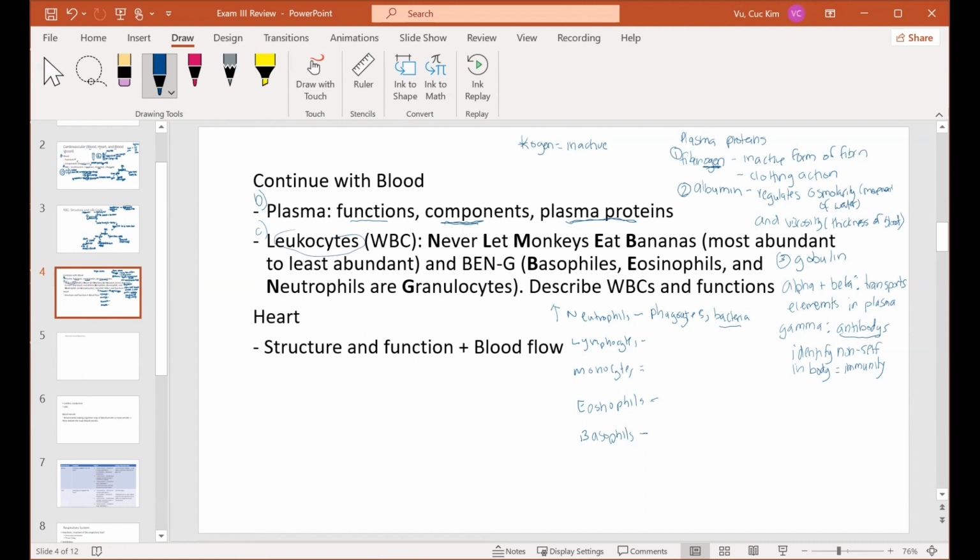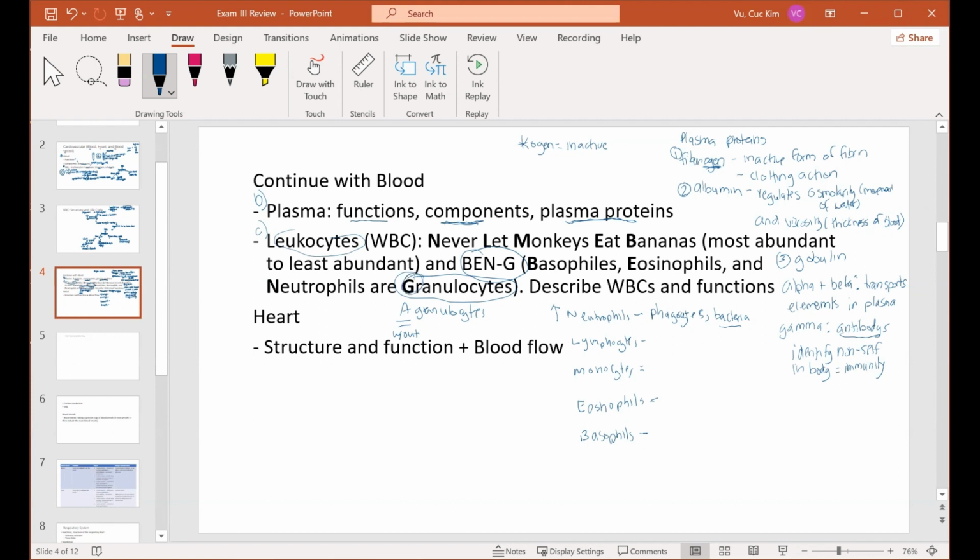Okay, another mnemonic to use is Benji, because the white blood cells are broken down into the types. We have granulocytes and we have agranulocytes. Anytime you see the letter A in front of something, it usually means without. So granulocytes are the white blood cells that have granules inside of them, where the agranulocytes are white blood cells that don't have the granules inside of them. And a good way to remember that is Benji. Basophils, eosinophils, neutrophils are granulocytes.